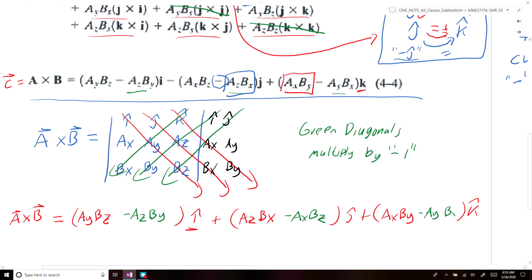All right, so that's a much simpler way to remember the same formula, without having to remember all the 6 terms of that equation and which terms are positive and negative. All right, so that concludes this video on how to take the cross product between any two Cartesian vectors.